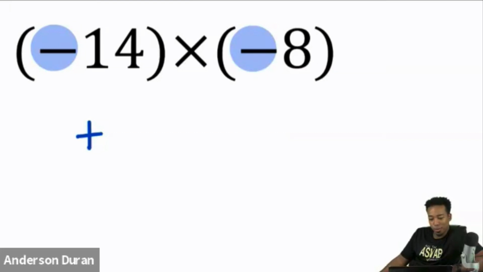112, 122, 132. What's it going to be, gang? Come on. 108. Oh, man, we got a lot of different answers here. Man, we got to know our mental math, gang. We got to know our mental math.